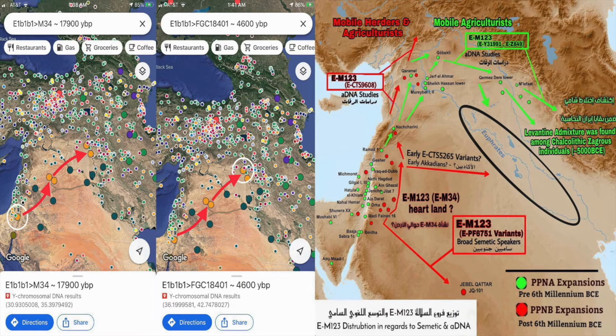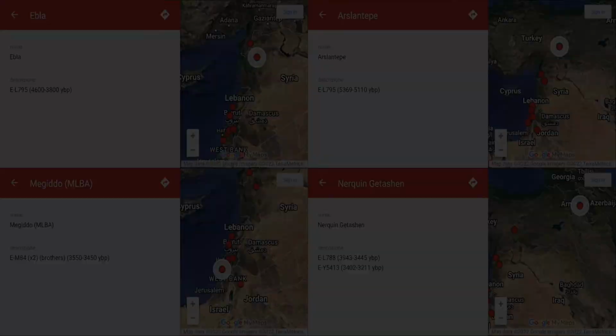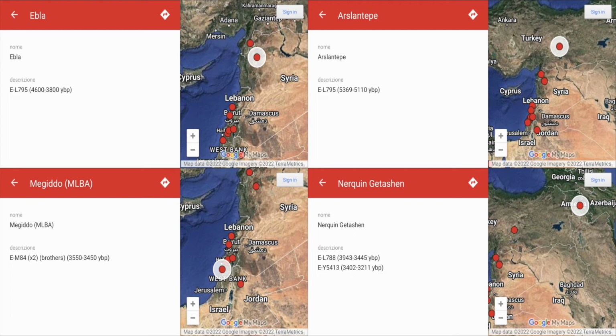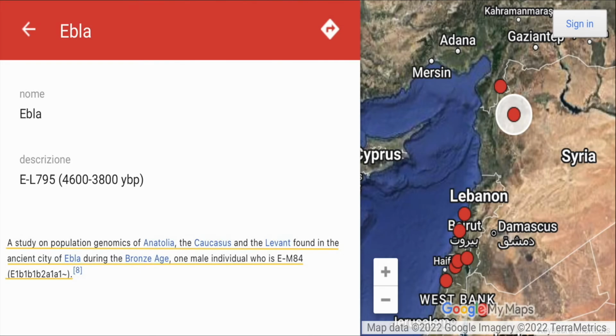E-M84 has been found in the early Bronze Age of Israel, Syria and Ebla, Turkey and Anatolia, and even Armenia. From a study on population genomics of Anatolia, the Caucasus, and the Levant, found in the ancient city of Ebla during the Bronze Age, one male individual who is E-M84.